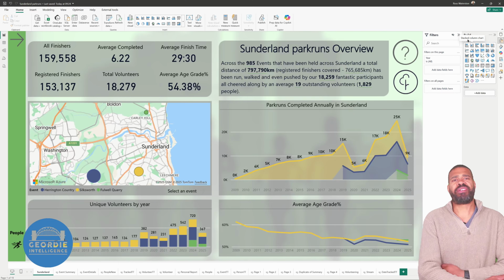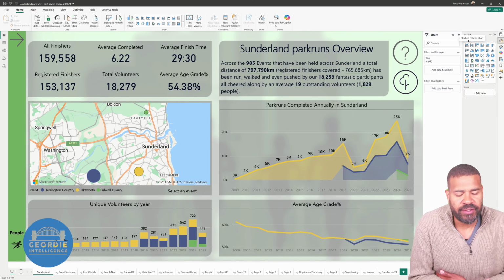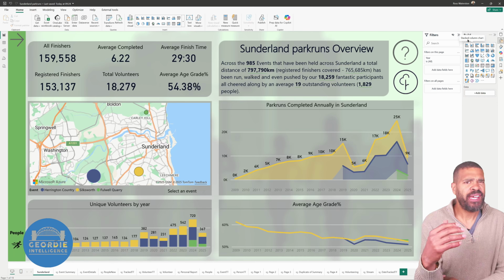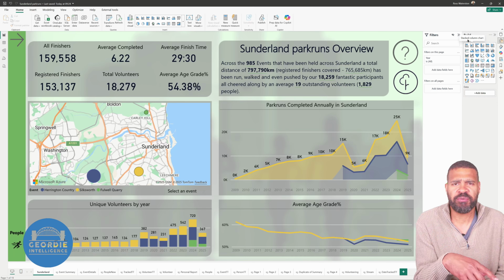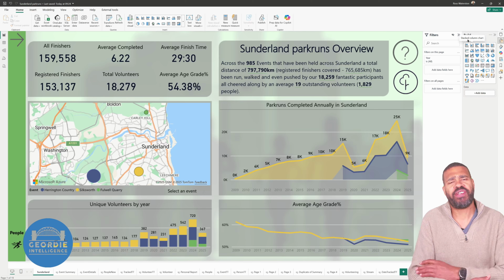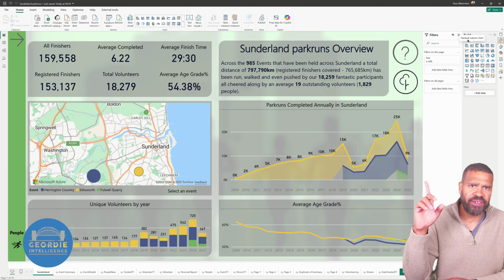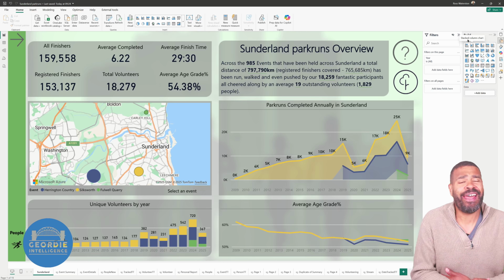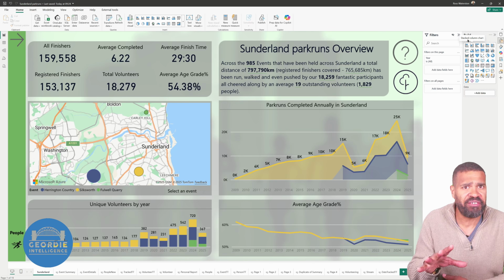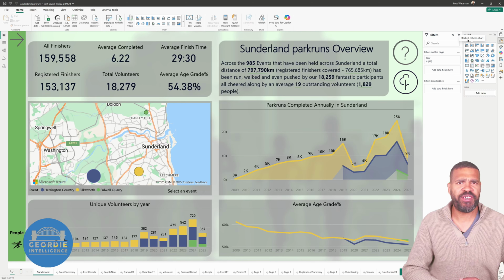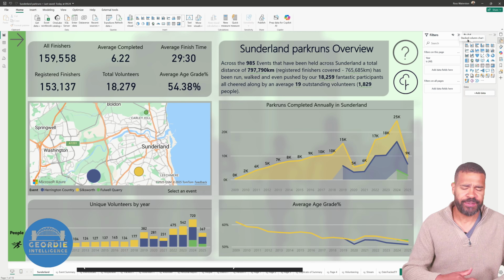So you won't have seen this before. This is the Sunderland Parkruns overview report. You've seen the Jesmond Dene one, and you've probably seen the Newcastle one. If you haven't, we'll put a link down below, or you should check out some of the playlists to see how this was built in the first place. Then it's just been expanded, and we've lifted and shifted it to point to Sunderland's data.